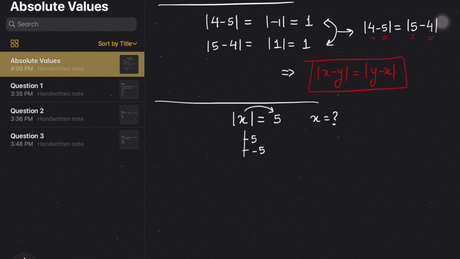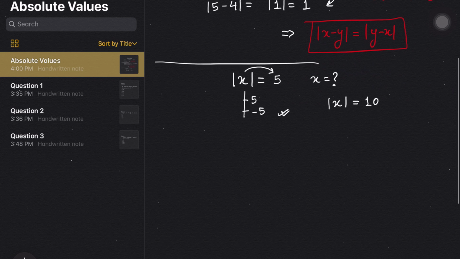Now that was not hard. So let's look at another question. If absolute value of x has resulted in 10, possible values of x can be a positive 10 or a negative 10, right? Let's look at another example.